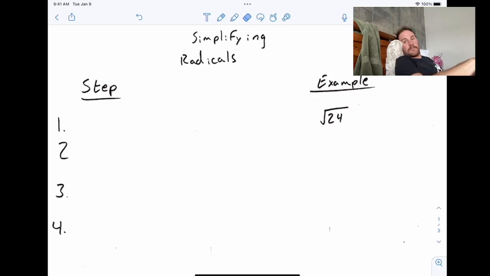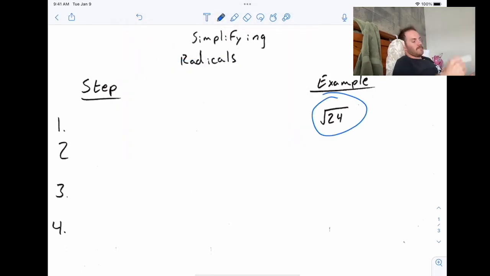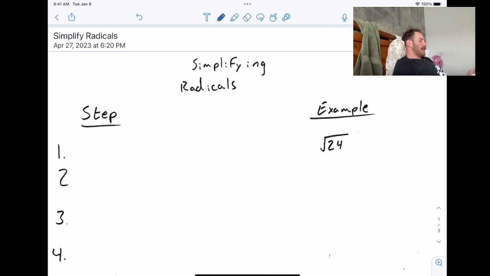Anyway, so simplifying radicals is awesome. It's radical, right? So a radical is pretty much a square root. It's another name for radical, right? So as you may see here, we don't know what the square root of 24 is. It's an irrational number, right? But we can still simplify it so that we can work with that number, so we can use parts of it, all right?